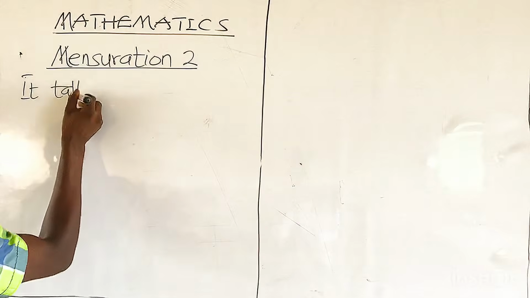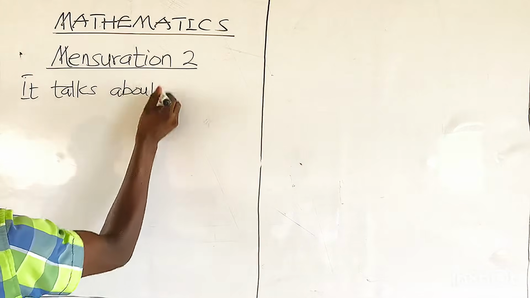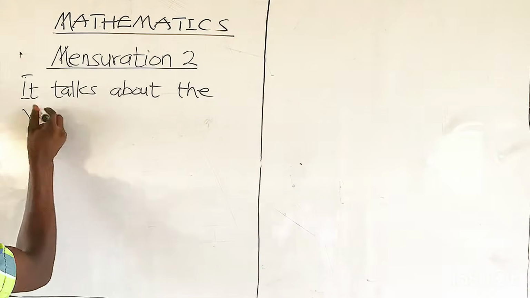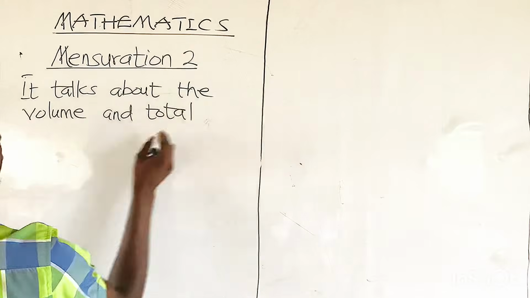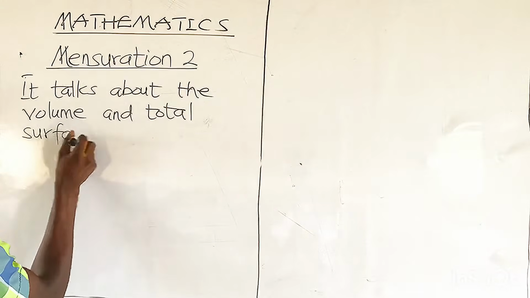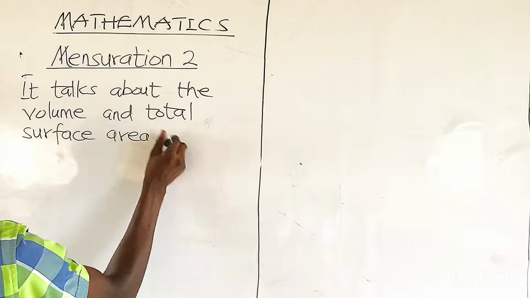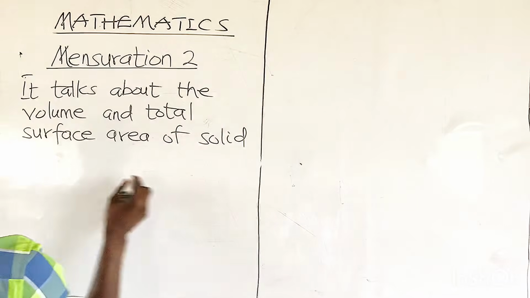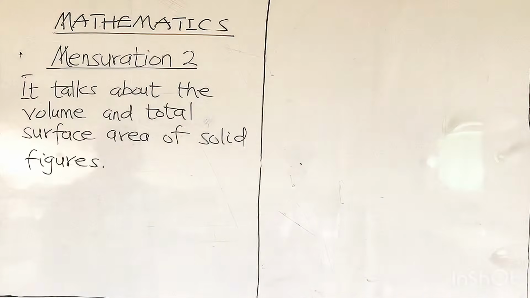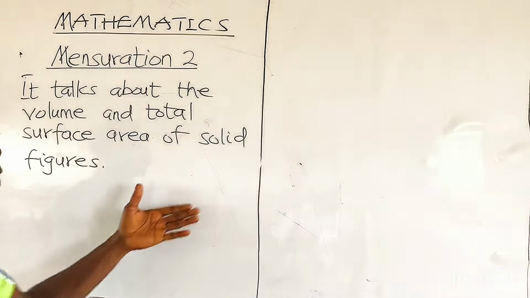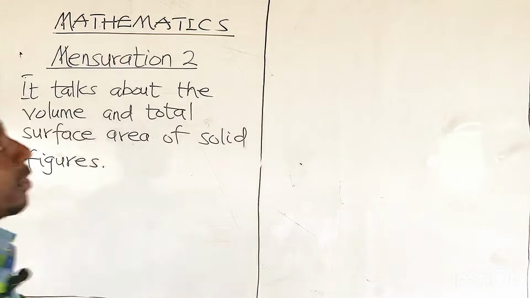It talks about the volume and total surface area of solid figures. So this is all about mensuration 2. Mensuration 2 talks about the volume and total surface area of solid figures. So we are going to look at some of the solid figures we have.